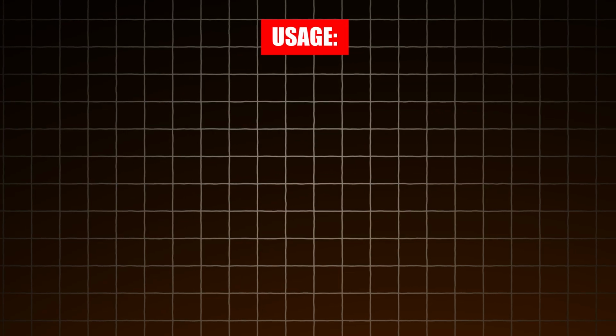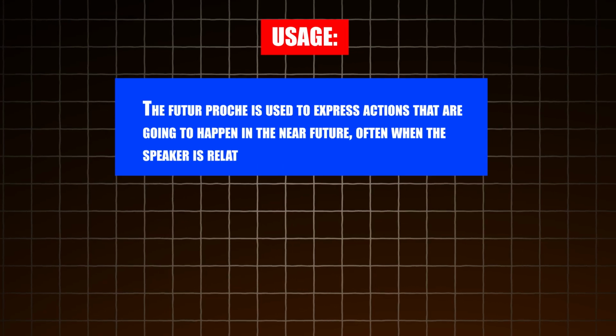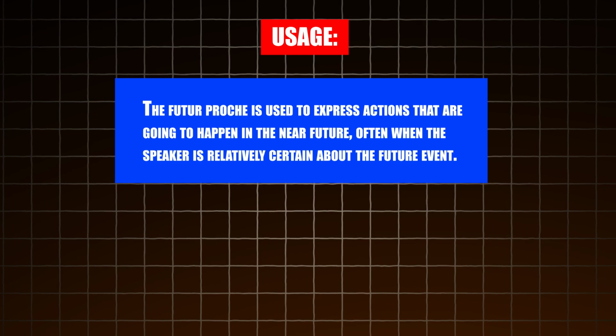So how the usage of this verb goes? The futur proche is used to express actions that are going to happen in near future, often when the speaker is relatively certain about the future event.